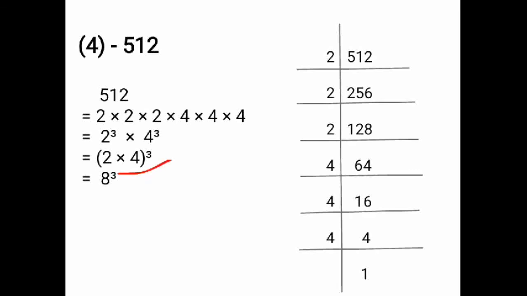After removing this cube index, it becomes cube root. The question, what is there? There you only have to write cube root. That is, cube root of 512 is equal to 8. Therefore, cube root of minus 512 is equal to minus 8.